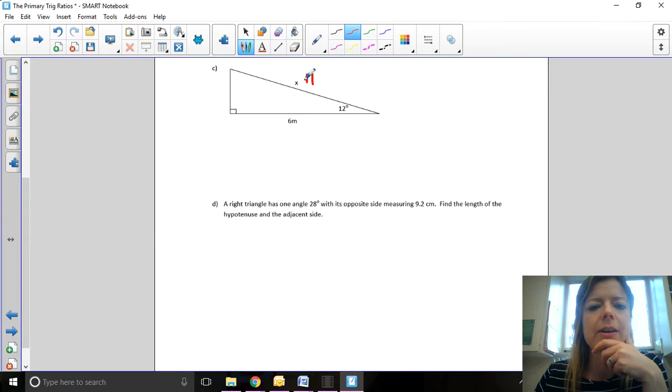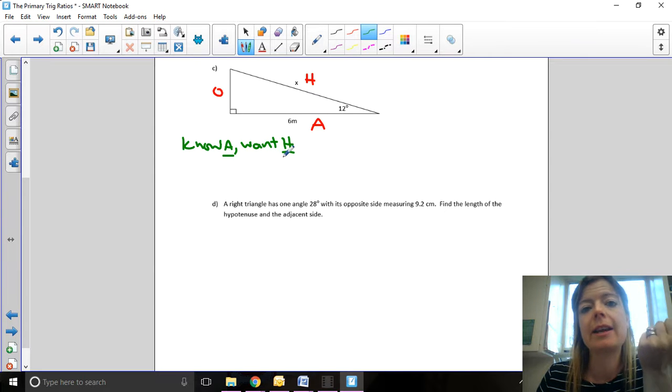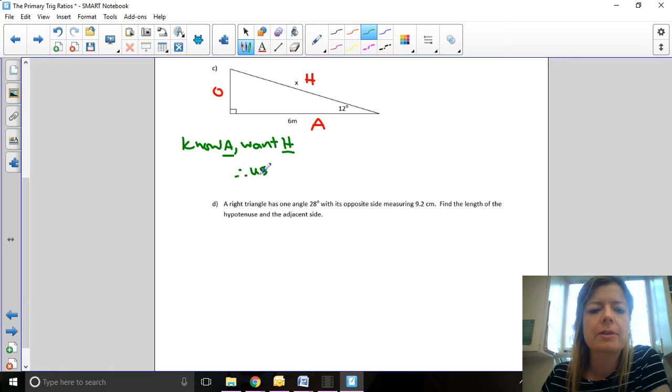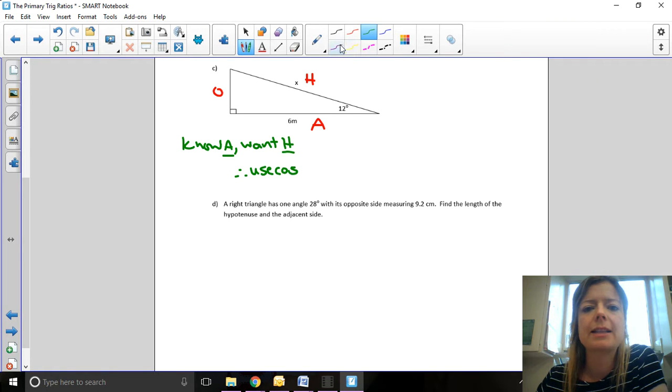So again, this is our hypotenuse, our opposite, and our adjacent. So we identify that we know A and we want H. So A and H, it's not sine, it's cos. Cos has A and H. So therefore we're going to use cos. That's our second step. Step 3 is to set up our known ratio. So cos of 12 degrees is adjacent, so 6 over hypotenuse, which is x.